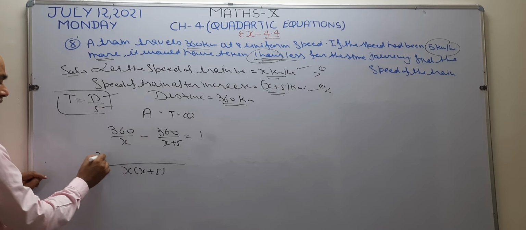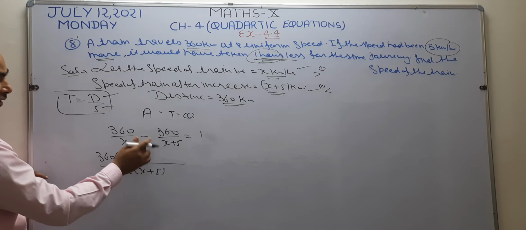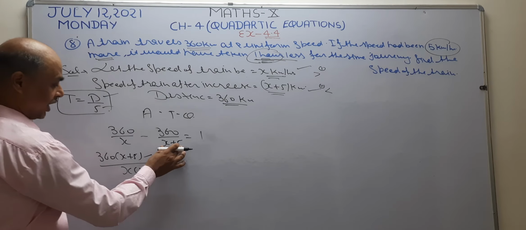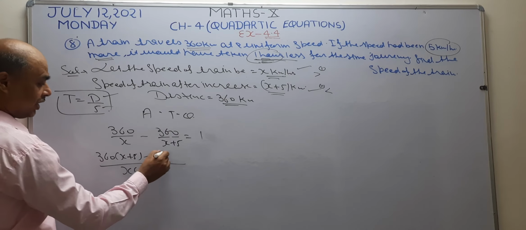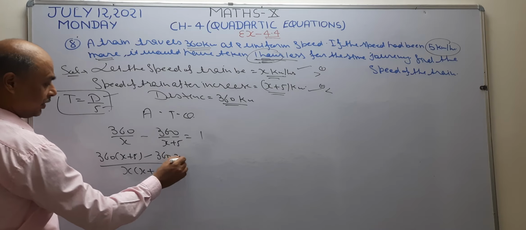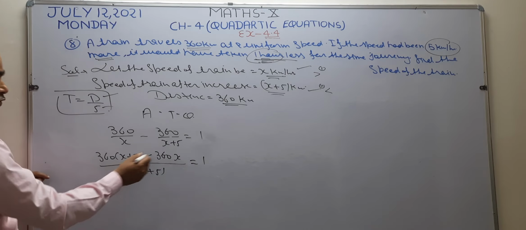So I am going to multiply 360 by x plus 5. After that, what sign is there? A negative sign is there. x plus 5 is cancelled with x plus 5. It means I want to multiply this x with 360. When I multiply this, it becomes 360x, equal to 1. Now I want to open the bracket.